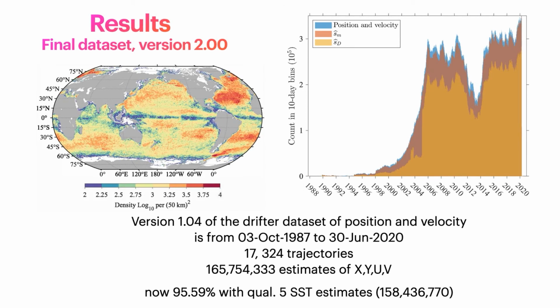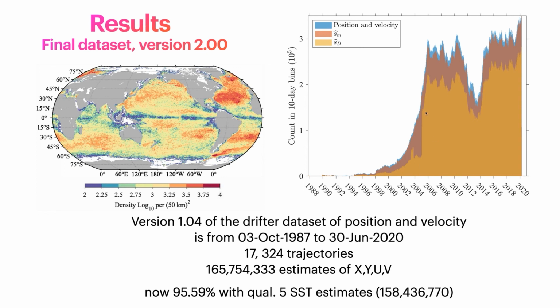So in the final data set that is going to be released hopefully very soon, the paper has been under review for about a month, there is going to be a number of SST estimates that are going to match the existing version 1.04 of the drifter dataset of position and velocity. So out of the 754,333 estimates of position and velocity, we're going to be able to add SST estimates to about 95.59% of those, about 158 million SST estimates of quality level 5, the highest quality level.